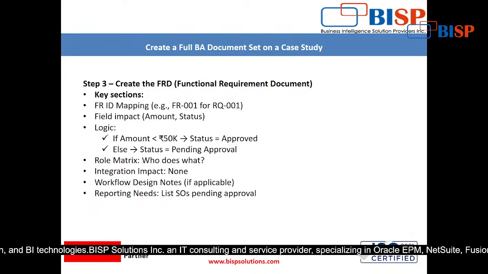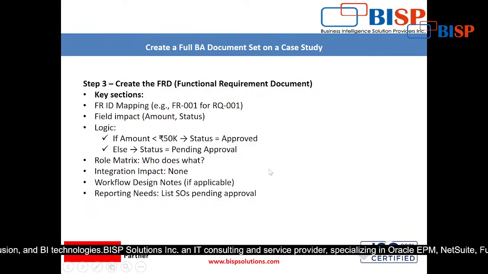Now in functional requirements, first of all, let's divide this complete functional requirement document into a set of IDs. So functional requirement 1 says, if the amount is less than 50,000, then status should be approved. If it is greater than 50,000, status should be pending. So two fields are impacted here. Look at this, amount and the status. That is what is written here, field impacted.